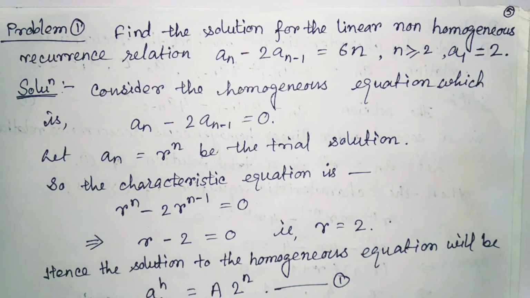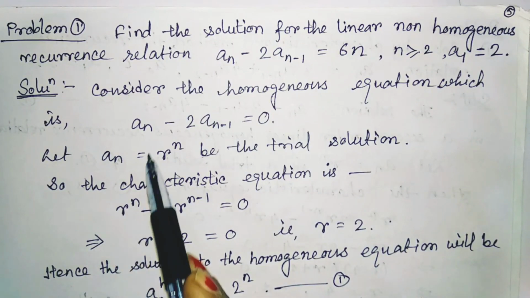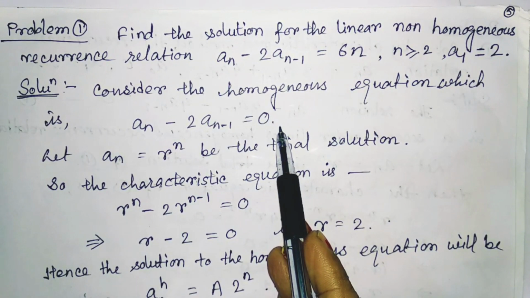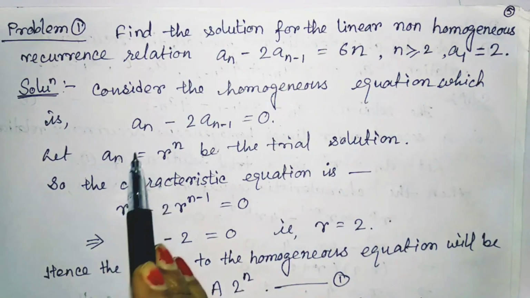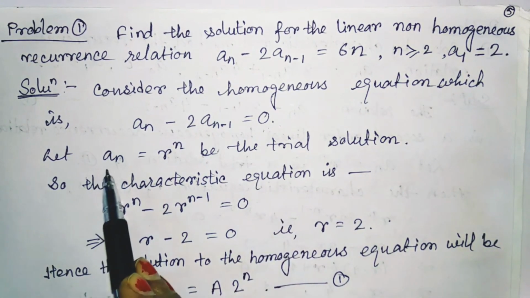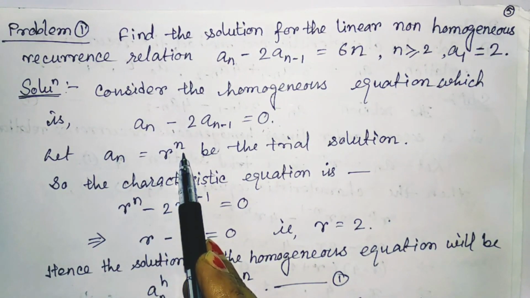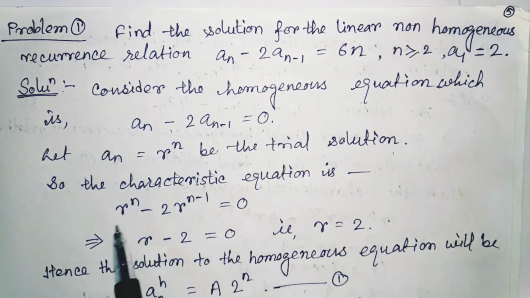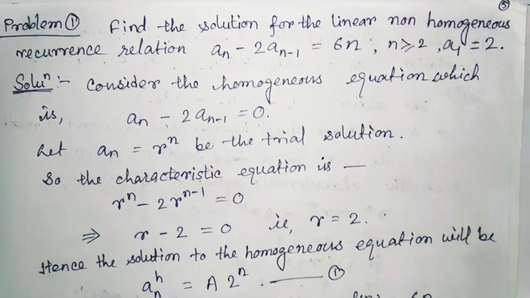For the solution, we first consider the homogeneous equation of the given recurrence relation, which is a_n − 2a_(n−1) = 0. Now we know how to solve this equation, because in our previous video we did how this homogeneous equation can be solved. So here I am repeating the process. We substitute a_n = r^n, which is called the trial solution. The equation becomes r^n − 2r^(n−1) = 0.